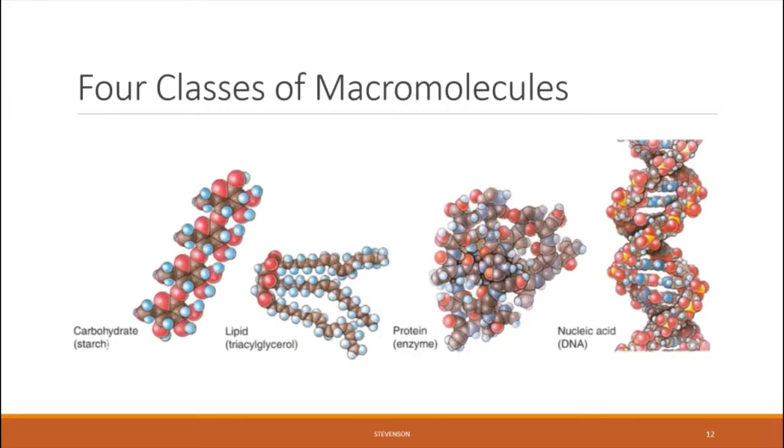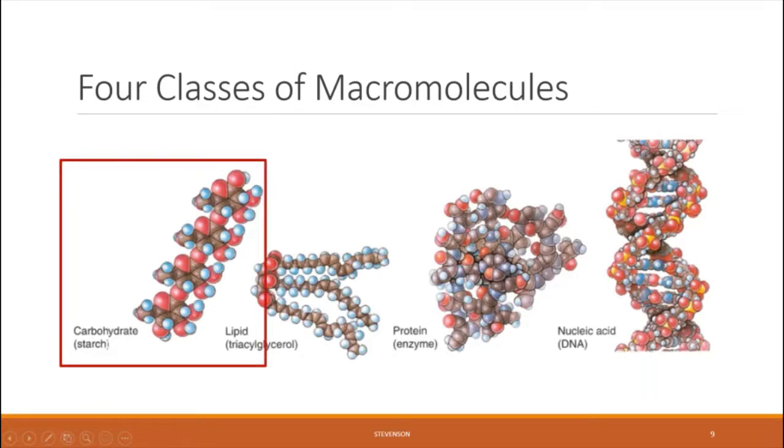So that should provide you some solid background on how each of these four classes of macromolecules gets formed. And we're going to see these principles of dehydration synthesis reactions occur over and over again with each of these four categories as we walk through them. So let's get started with our first category of macromolecule. We're going to start with carbohydrates.